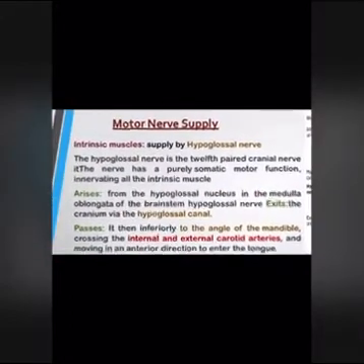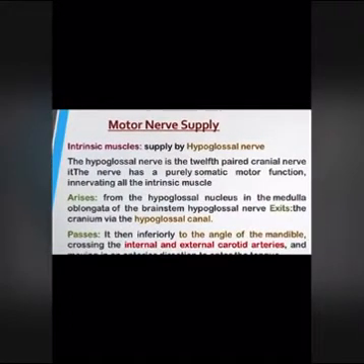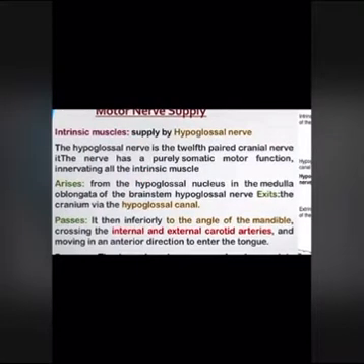Motor nerve supply. The intrinsic muscles are supplied by the hypoglossal nerve. The hypoglossal nerve is the 12th cranial nerve. The nerve has purely somatic motor function and innervates all the intrinsic muscles. It arises from the hypoglossal nucleus in the medulla oblongata of the brainstem.